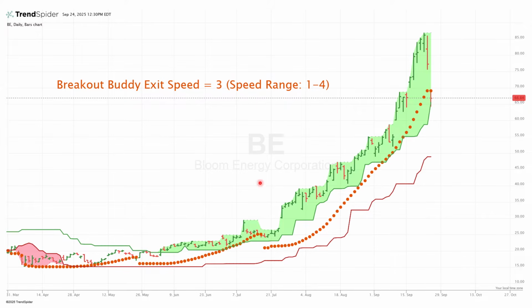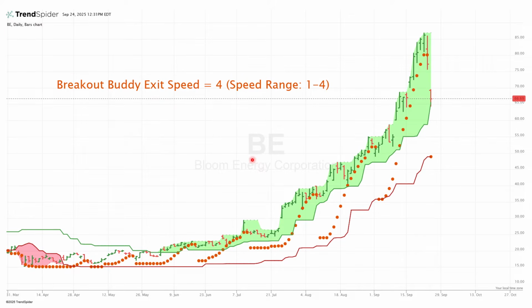Same chart as before, but now with an exit speed of 3, so it's moving even faster. We started here as before, got stopped out, got stopped out sooner, started earlier, and would have been stopped out earlier today, i.e. at the open, rather than near the lows. So again, as you increase the speed, the stop moves faster.